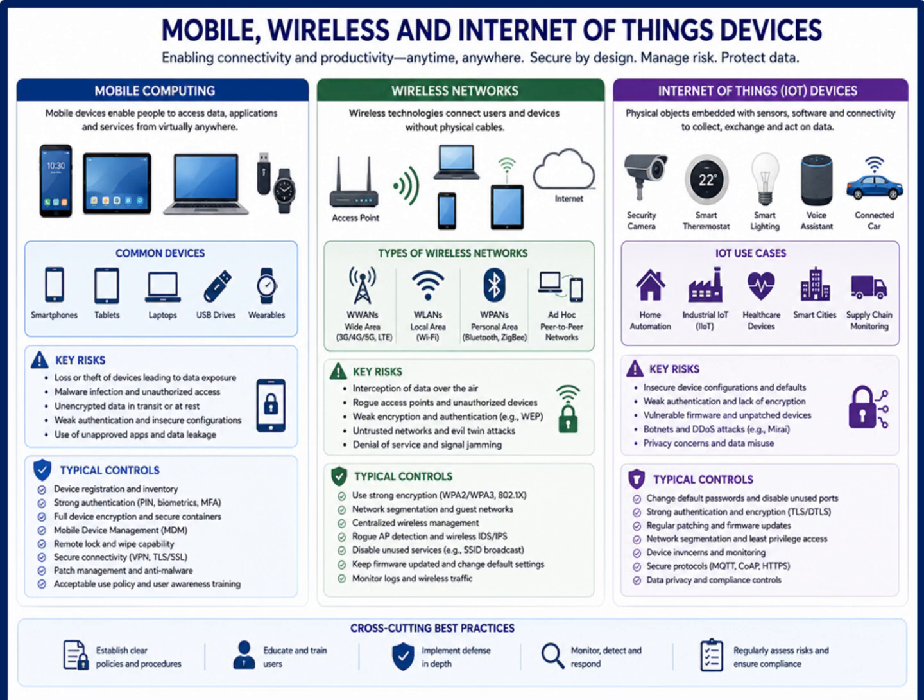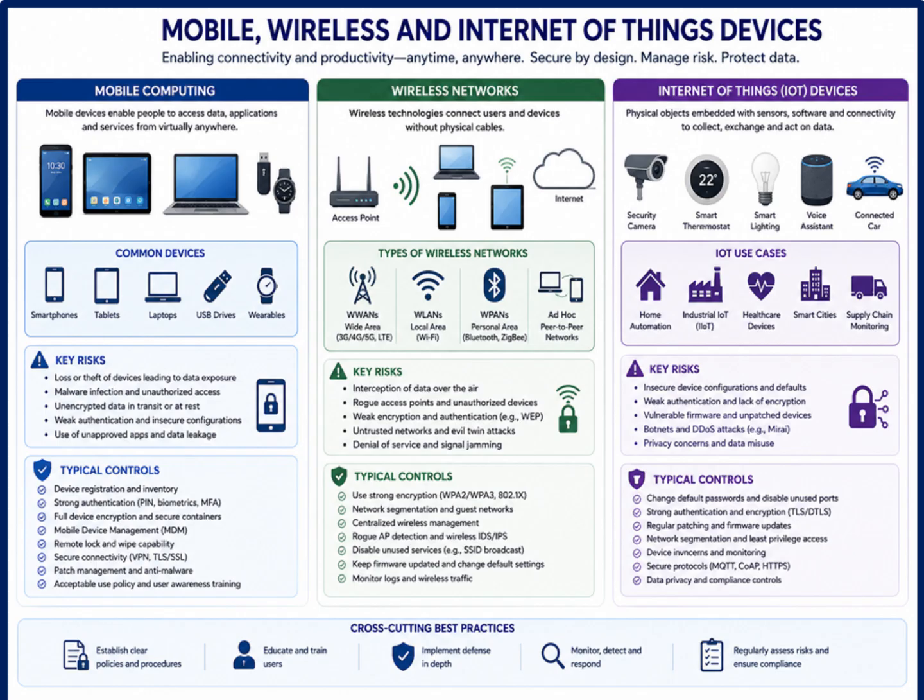Mobile, wireless, and Internet of Things technologies have transformed the way organizations operate by enabling connectivity and access from virtually anywhere. Employees, customers, devices, and systems can now communicate continuously across networks, creating greater flexibility and productivity. However, these technologies also introduce significant security risks that organizations must manage carefully. The first section of this slide focuses on mobile computing.